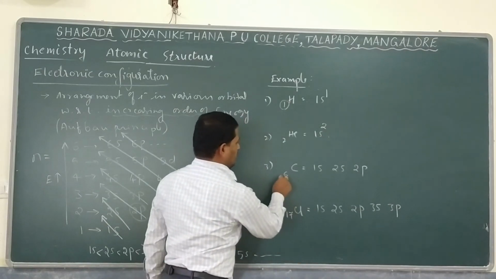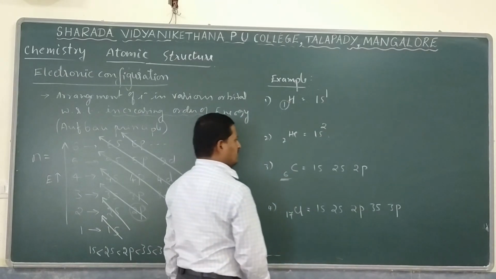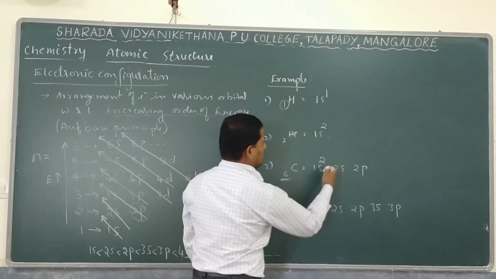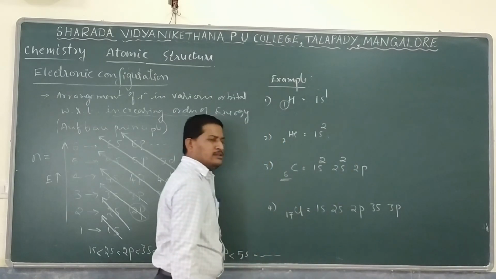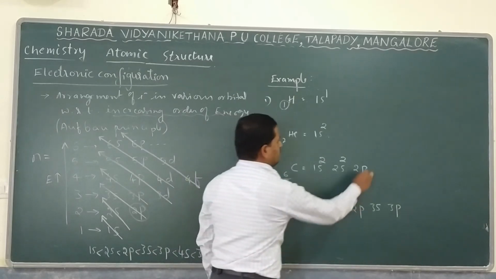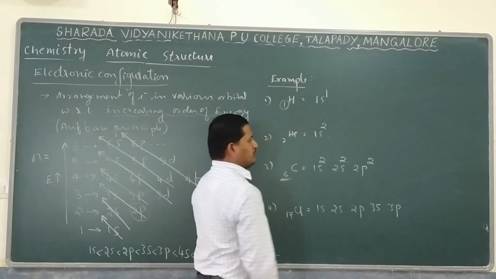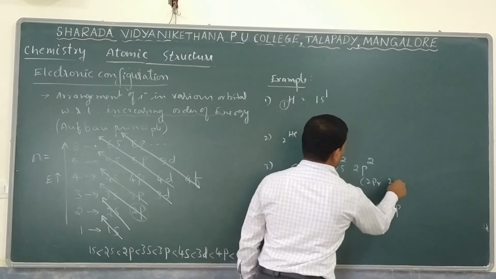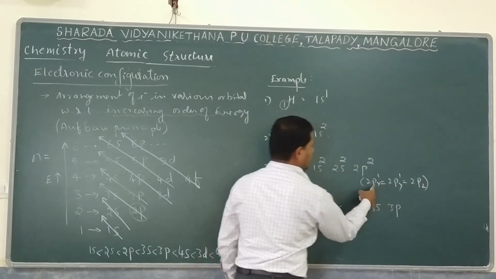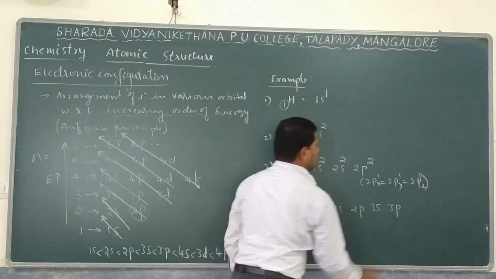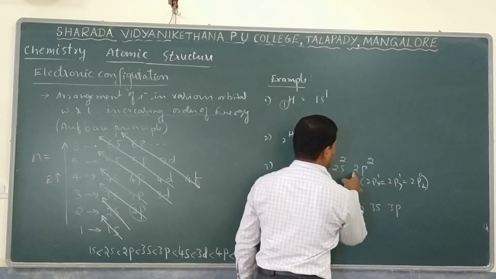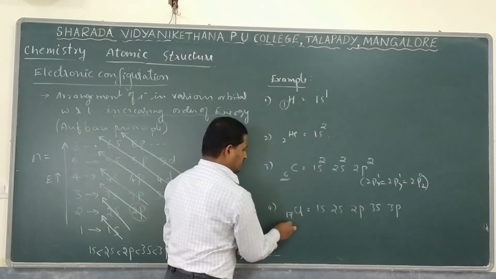Next, carbon. The atomic number of carbon is 6, which means 6 electrons are there. Out of these, 2 electrons occupy the lower energy 1s orbital, then the remaining 2 electrons go to the 2s orbital. How many electrons are left? 2 electrons are left, and those occupy the 2p orbital. Actually, they occupy 2px, 2py, then 2pz: px1 and py1, and pz is 0. Actually, this is the correct configuration, but we avoid writing the direction. We just write 2p2.